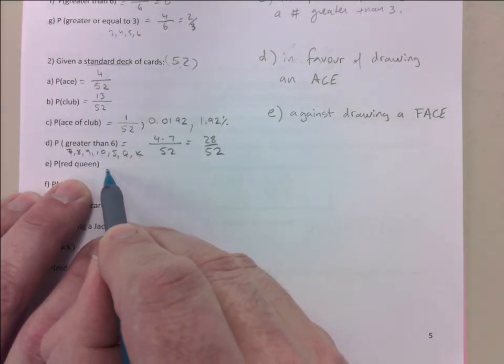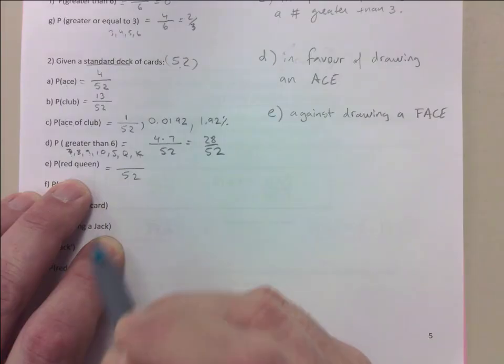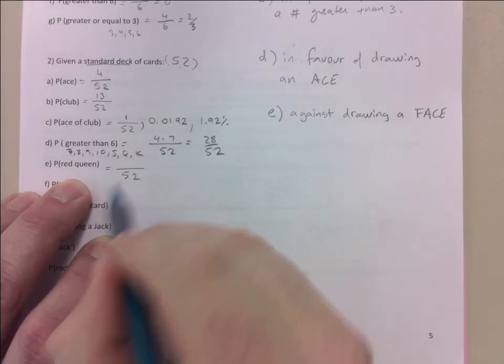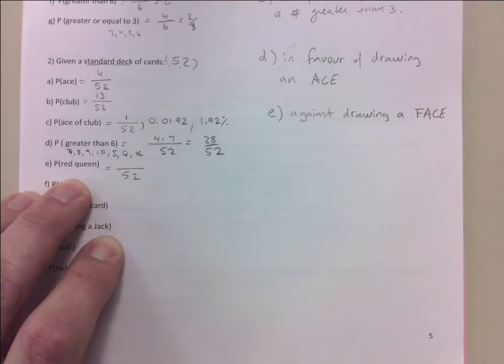Red Queen, 52. There are 4 queens, except for at home. I only have 1 queen at home. 4 queens. How many reds? 2.